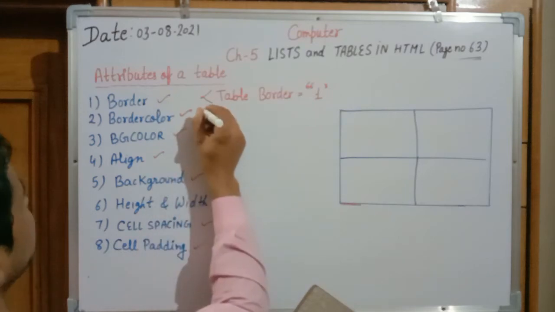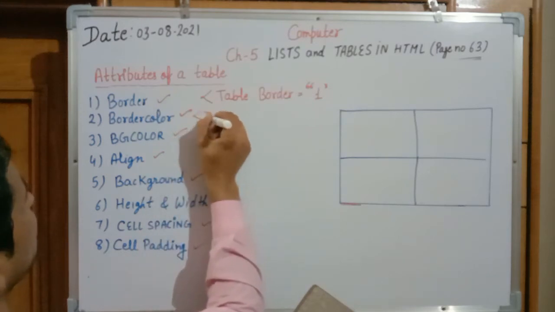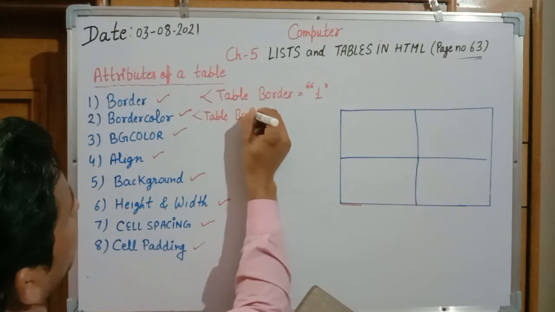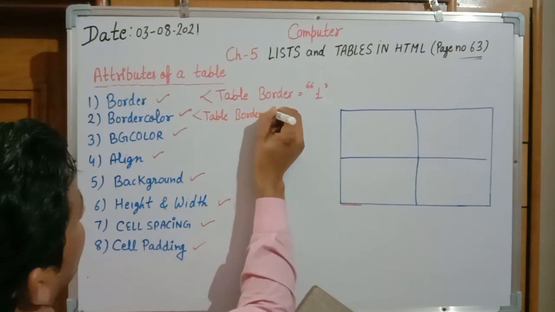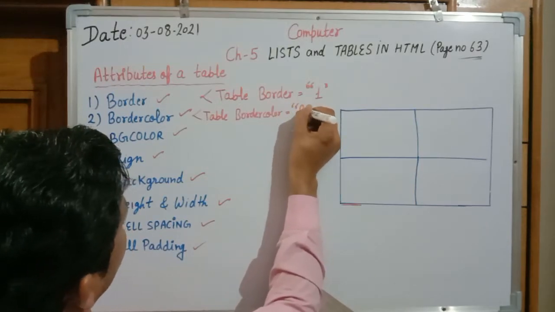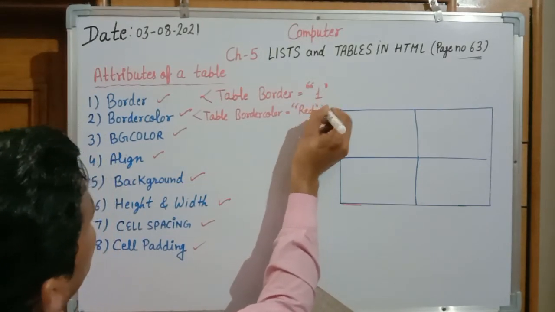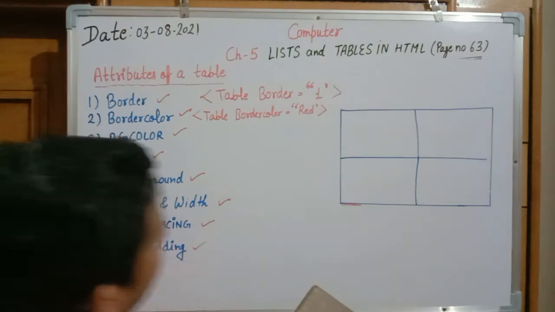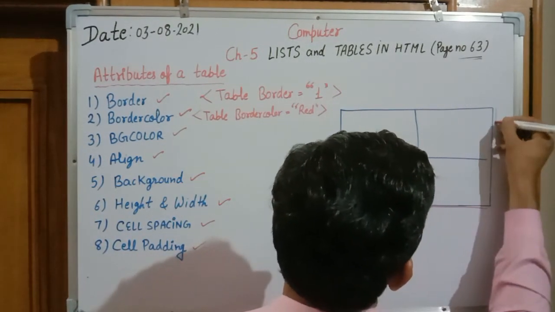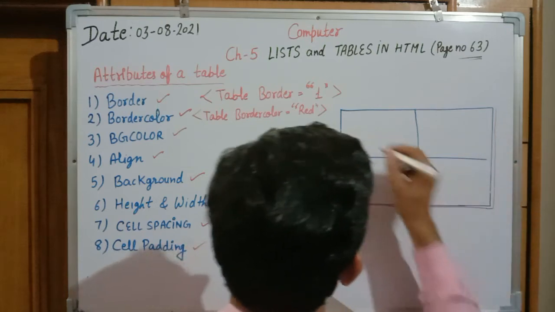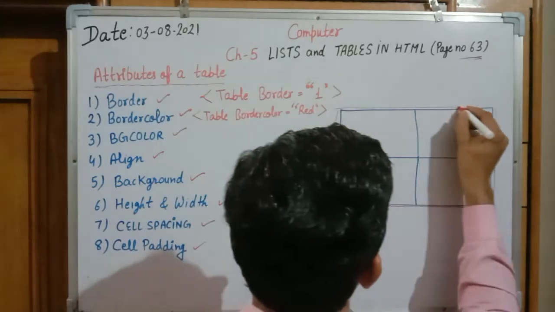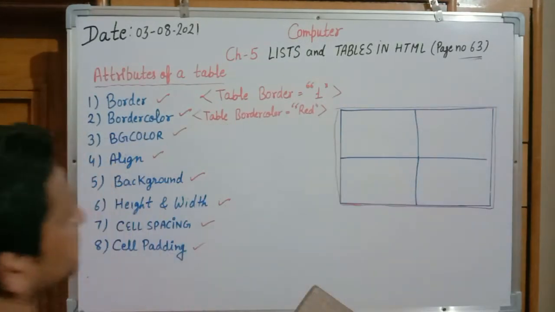The second concept is border color. So you can write table and bordercolor combined, no space. I am writing here in brackets red. Afterward I close the table tag. So how will it work? It will show the color of the border, that will be of red color like this. This is the border color property.